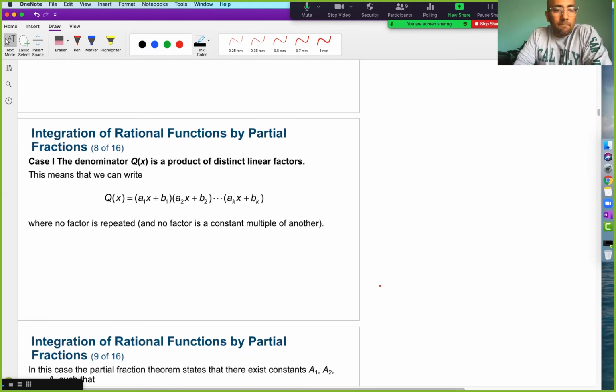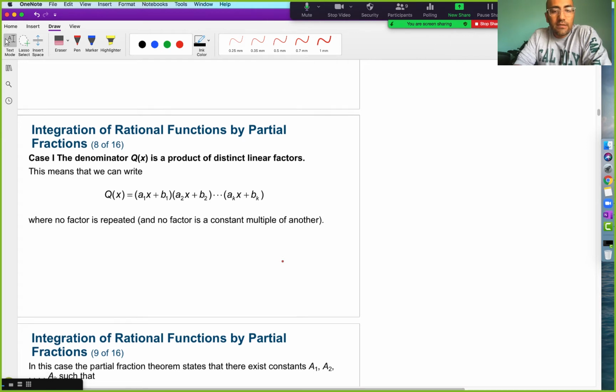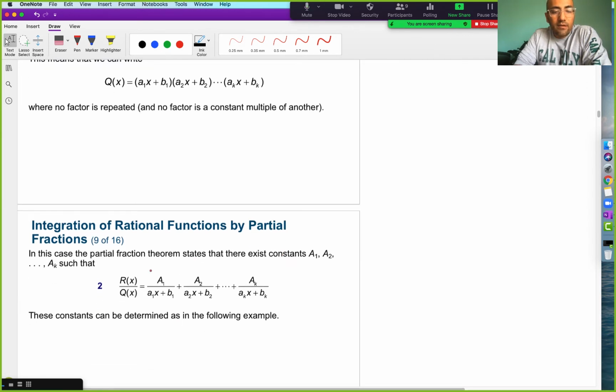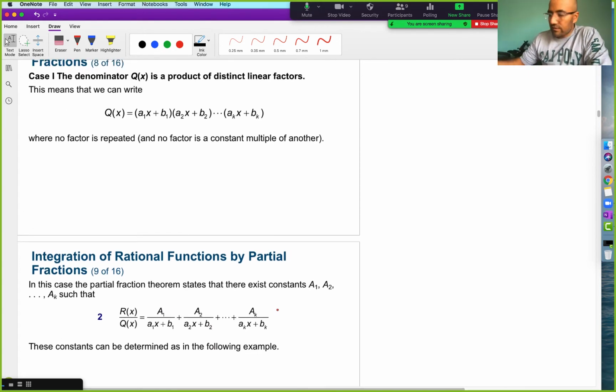All right, so the first thing we have to do is look at our denominator and break it up into factors. Case one is that when we factor the denominator, we're going to run into a list of distinct linear factors. So they're linear and they're all unique, all different from each other. If that's the case, then what we need to do is rewrite it in this format, where each one of the factors in the denominator gets its own fraction, and there's a constant up in the numerator.